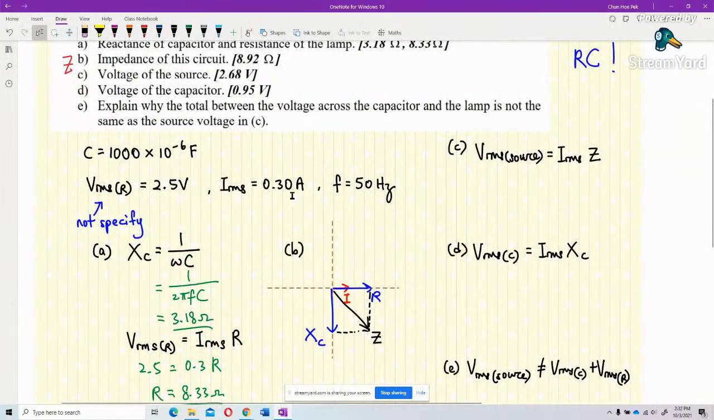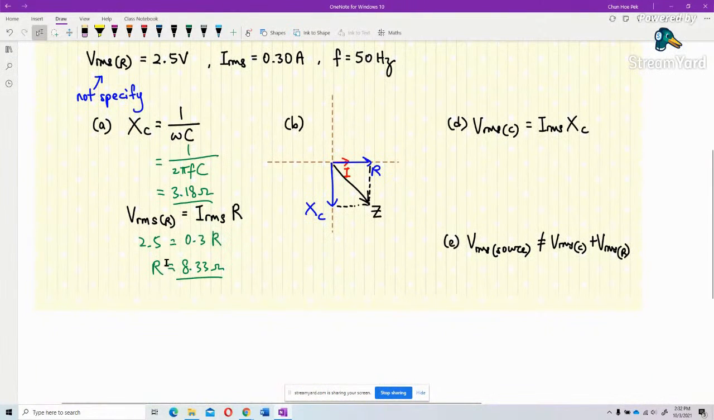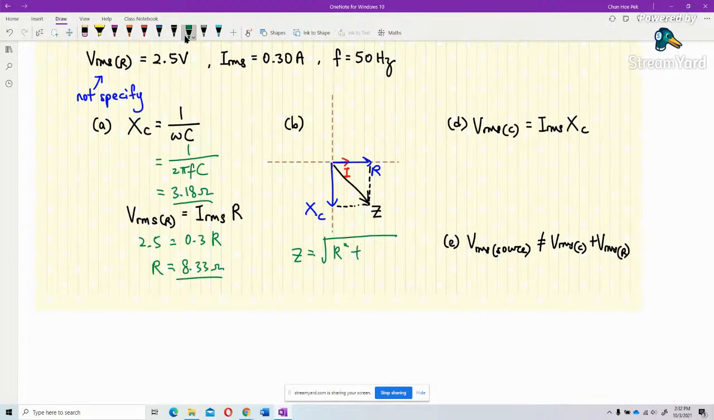Remember, draw the axis first, X and Y axis. The current is always on the x-axis, R is in phase with the current. XC is always below. And R and XC together give us Z. Z is found by the Pythagoras theorem. So can you find the Z? Just use the Pythagoras theorem. I already have the XC and R. What are you waiting for? So Z is the square root of R squared plus XC squared, Pythagoras theorem only.